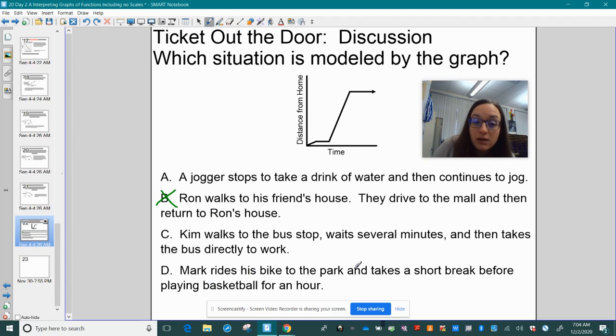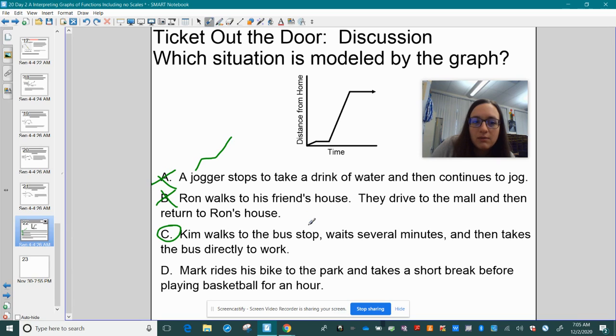Mark rides his bike to the park and takes a short break before playing basketball for an hour. So that'd be just one increase and then taking a break. Yeah, I'm thinking C. C makes the most sense because the jogger's increasing would be the same as this increasing. And this says continue to jog. That obviously shows there's a plateau here. So it'd be kind of like an up, pause, up would be this one. So that's why that's a no.